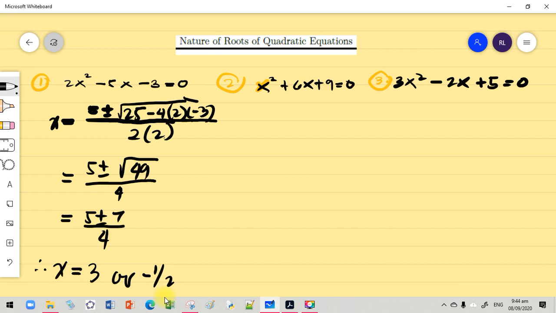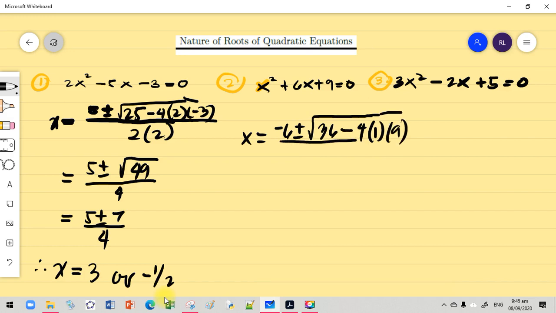So we have x equals negative 6, because b is 6. Then we have 6 squared, which is 36, for b squared, minus 4ac. Then we have 4 times 1, which is a, and c is 9, all over 2 times 1.